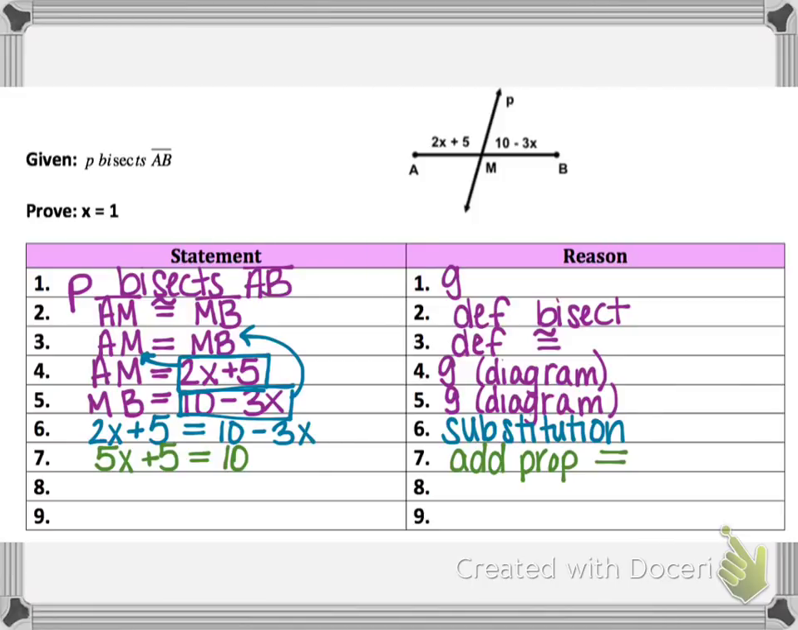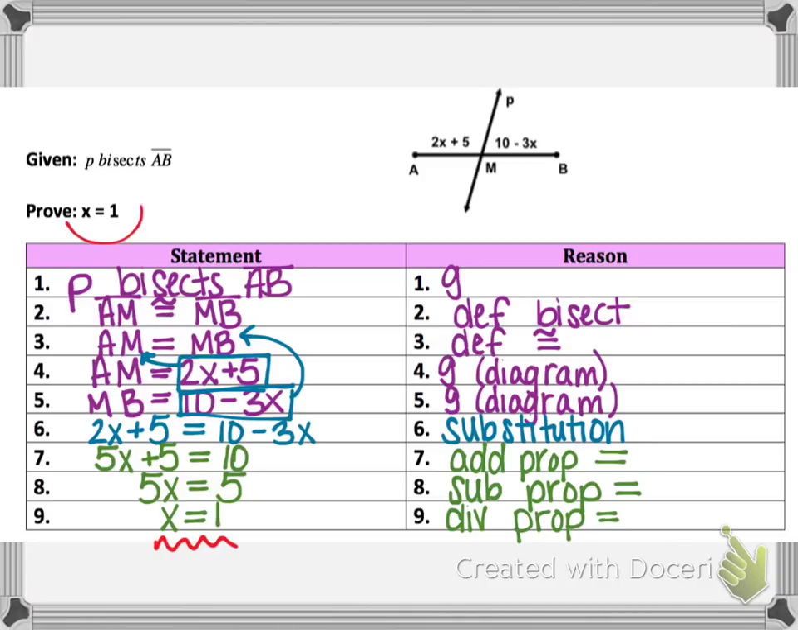Then the next thing I need to do is subtract that 5 over. So that's when I end up with 5x equals 5. Because I subtracted on both sides, that's going to be the subtraction property of equality. And then the last thing I would do to solve for x is divide by 5. So then x equals 1. And since I got that by dividing, I need the division property of equality. And then I'm going to double check that what I proved was what I wanted to prove. So I proved that x equals 1, and I wanted to prove that x equals 1.